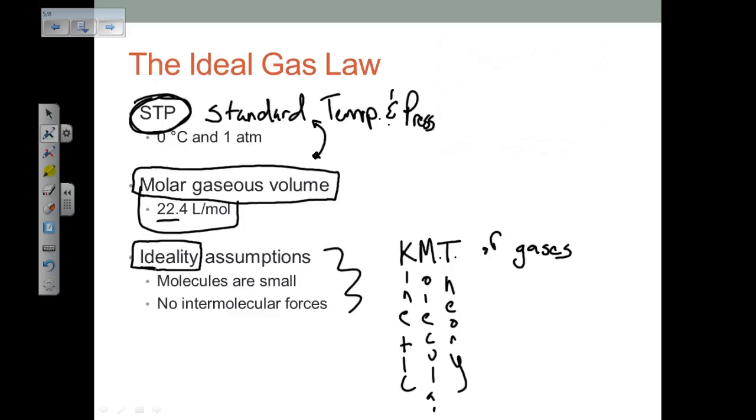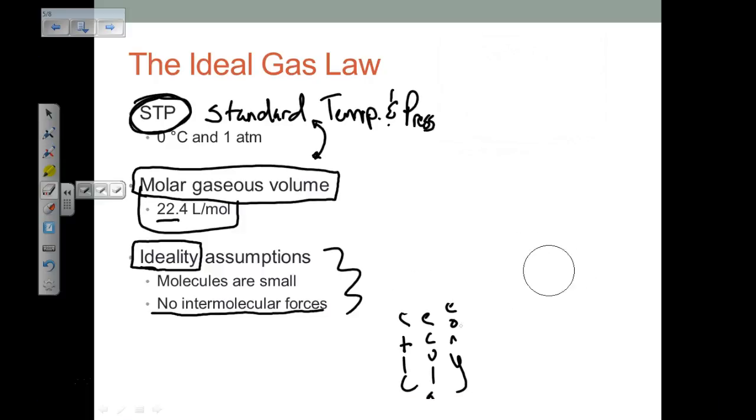And those 2 assumptions are that molecules are very small. In fact, they're so small that we don't even consider them when considering the volume that the gas takes up. So in order for a gas to be as ideal as possible, they need to be as small as possible. And the other assumption is that there are no intermolecular forces.